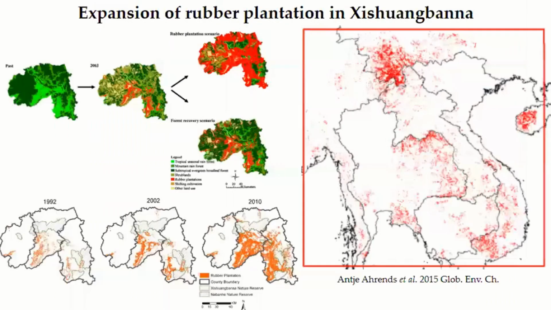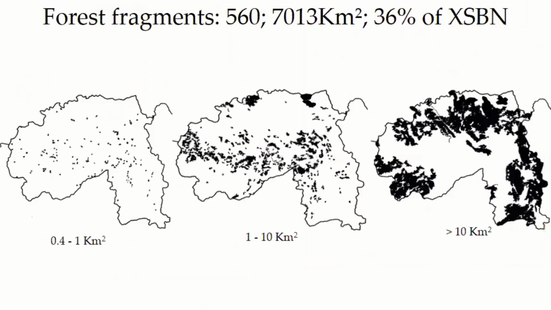The projection of expansion of rubber plantation is positive. It's expected to grow more and more, particularly in Laos and eventually even in Cambodia. And so in my project, I categorized the fragments based on their dimension: small fragment, medium fragment, and large fragment. As you can see here, there's a big chunk of forest in the northeast of Xishuangbanna.